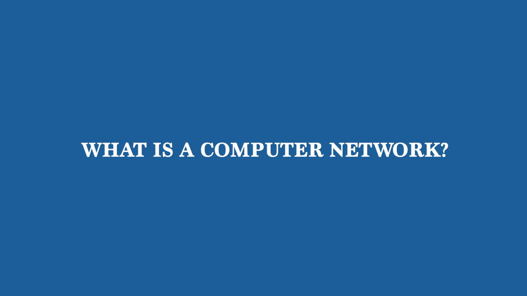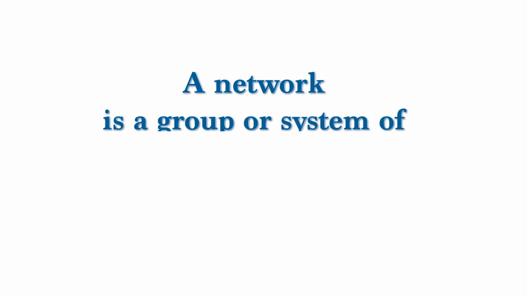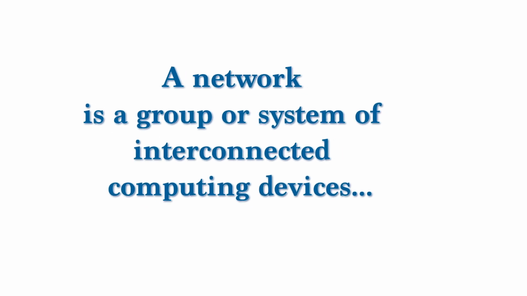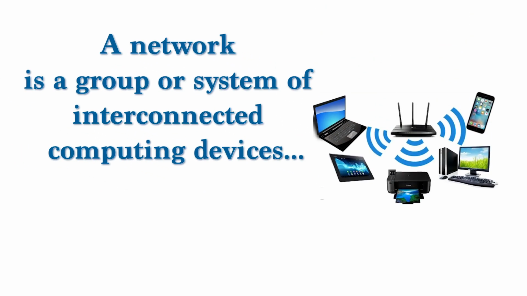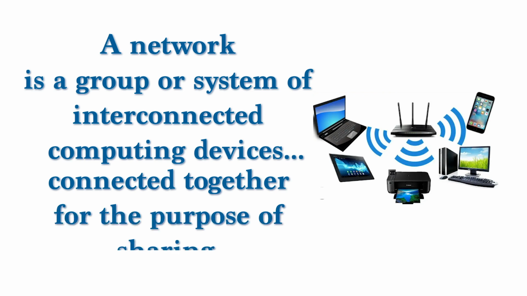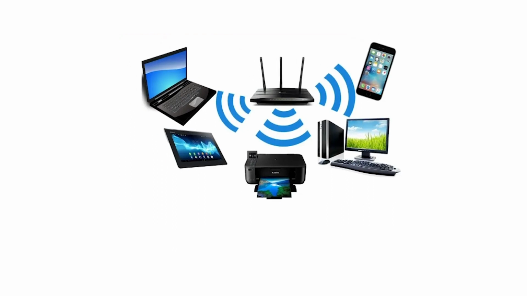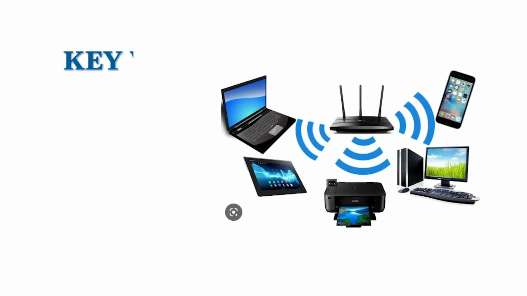What is computer network? A network is a group or system of interconnected computing devices. When you have two or more computing devices connected together for the purpose of sharing. Sharing what? Files could be shared, folders could be shared, printers could be shared, various network resources can be shared. Let's explain some of the keywords in this definition.